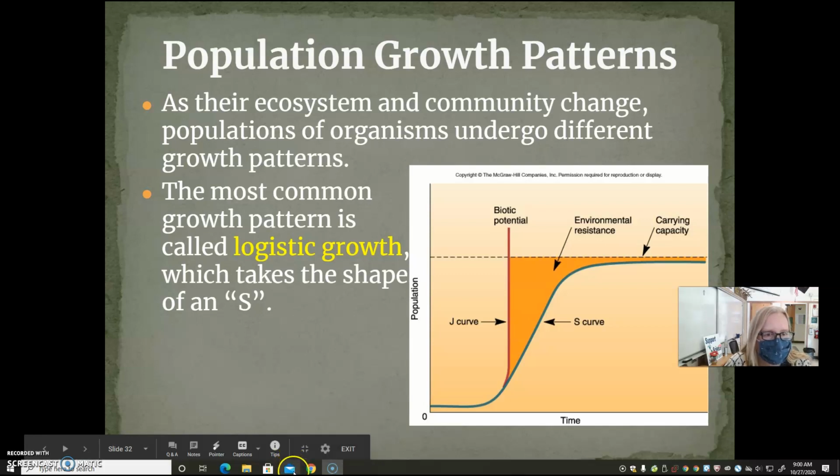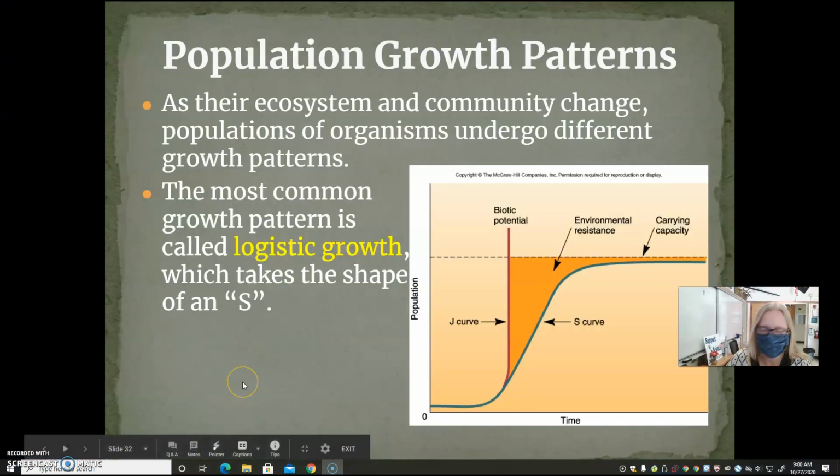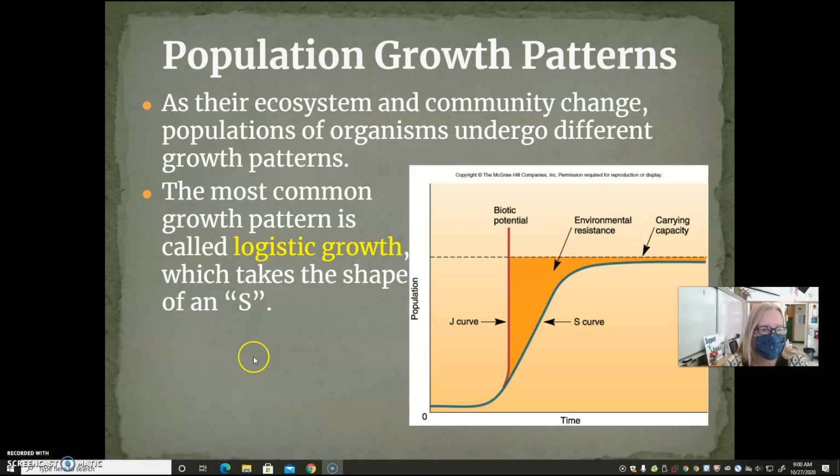Hi, Environmental Science. We're going to be finishing up the Unit 4 presentation. Shoot, there's some weird things going on my screen. So we're talking about population growth and symbiotic relationships and different relationships between organisms.